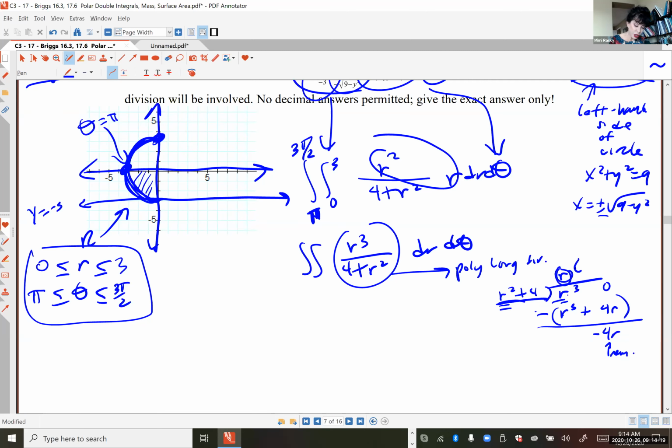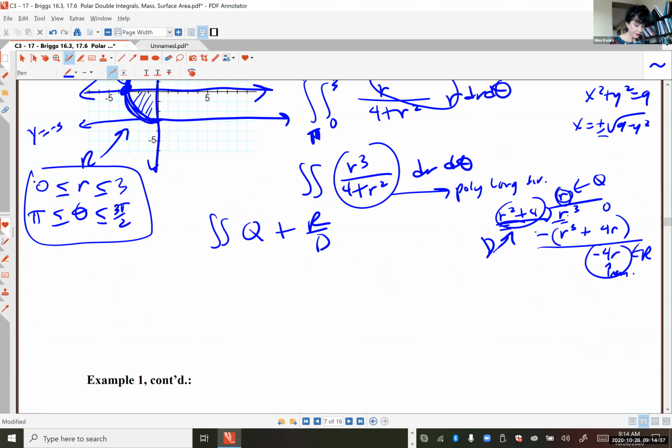Now, here's your quotient Q. Here's your remainder R. Those of you who've had me for calculus 2, you know the deal. This is your divisor D. And so when you get done with your polynomial long division, I want you to rewrite the result as Q plus R over D. So you're going to go, okay, r plus negative 4r over r squared plus 4. Now you can integrate with respect to r, right?